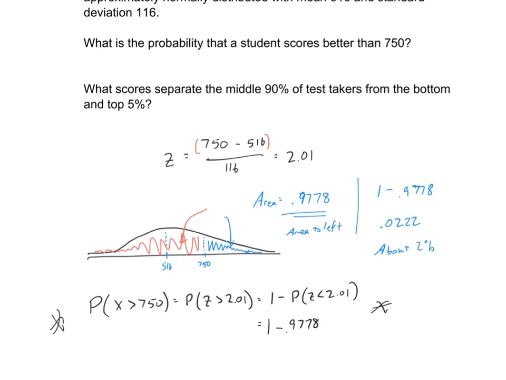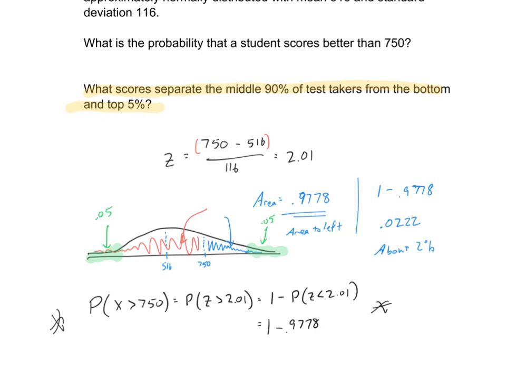Okay, and there was a second part to this problem. This video is kind of long, so I think I'm going to skip the actual solving of it. But it asks what scores separate the middle 90% from the top and bottom 5%. I'll just add it onto my curve. There's 5% at the bottom, 5% at the top, 0.05 each.